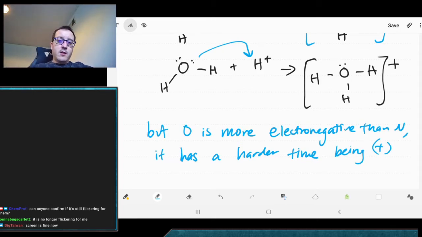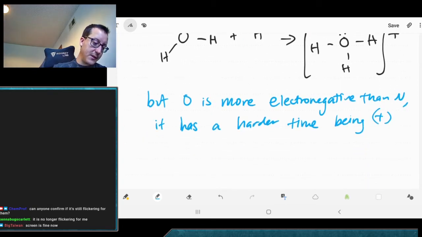You can go to the store and buy ammonium nitrate or ammonium chloride or something. You can buy it. NH4 plus is stable. Because nitrogen is less electronegative, it can handle that positive charge a little bit more. But oxygen is more electronegative. It does not want to be positive at all. So you can't just go and buy hydronium chloride or hydronium nitrate. It doesn't work like that. These things just don't exist, mostly because they would just be popping around because they're not as stable.